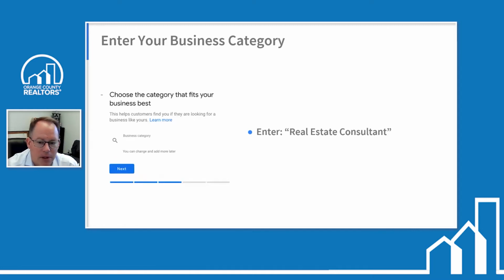And then we're going to enter our business category, right? So we have real estate consultant. That's a business category that Google has for real estate agents, okay? There's a few numbers to keep in mind. There's over 3,000 Google My Business categories. You can only select one primary category, which is given the most importance in Google's algorithm. And the Google category for real estate agents is real estate consultant, okay? For mortgage loan officers, it's mortgage lender or mortgage broker.